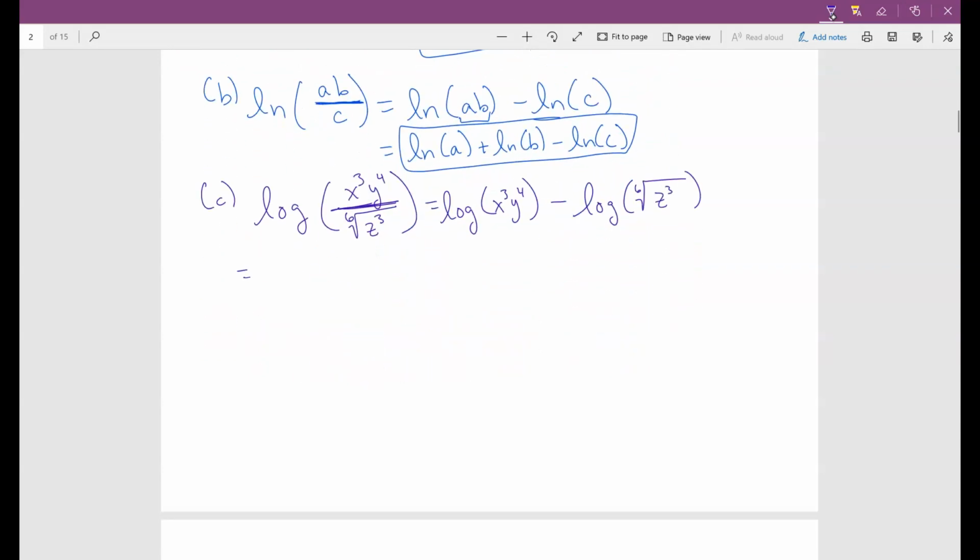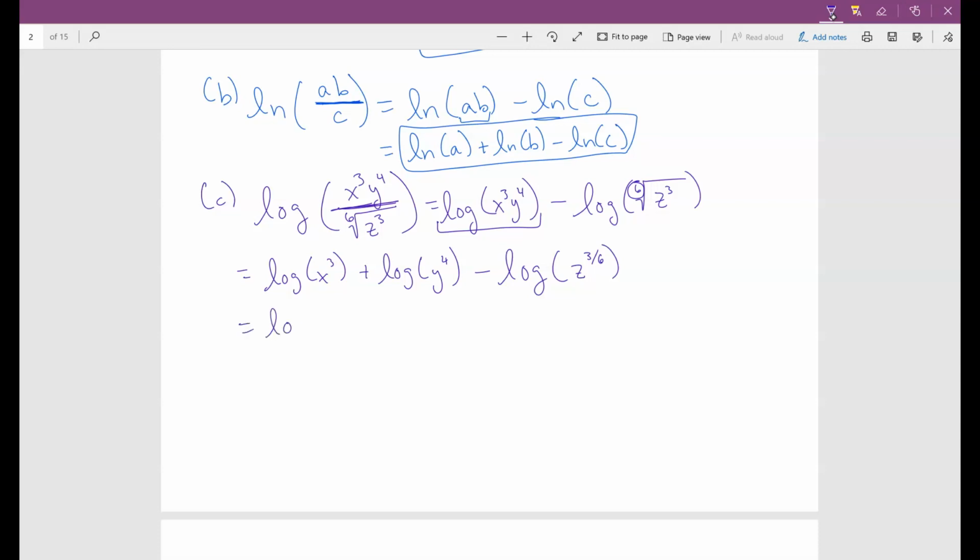So notice here that this first part is a multiplication. So this is going to be a log of x cubed plus log of y to the fourth. Minus this guy, we can rewrite it as a power. So this is log z, this guy is going to be the numerator, the 3, and then the root is going to be the denominator, the 6. Okay? That's how you rewrite that.